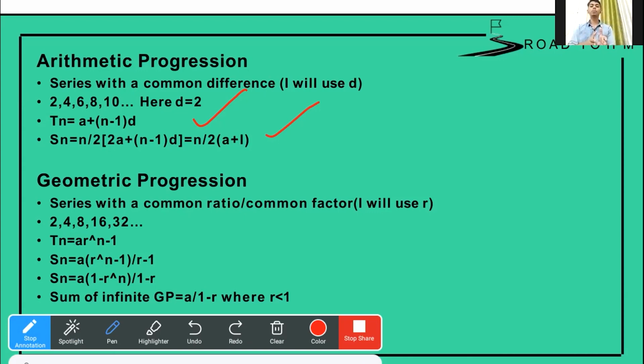2 multiplied by 2 is 4. 4 multiplied by 2 is 8. 8 into 2, 16. 16 into 2, 32. That's how we get the series. It goes on and on and on.